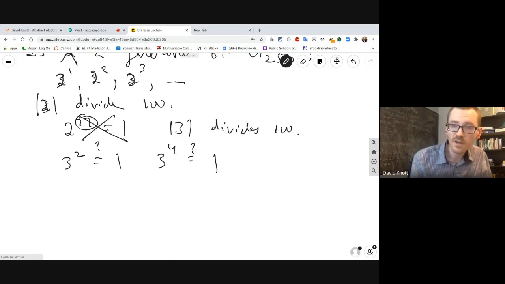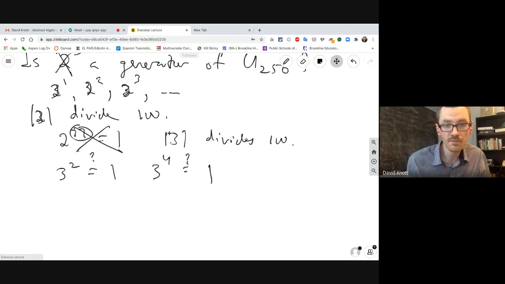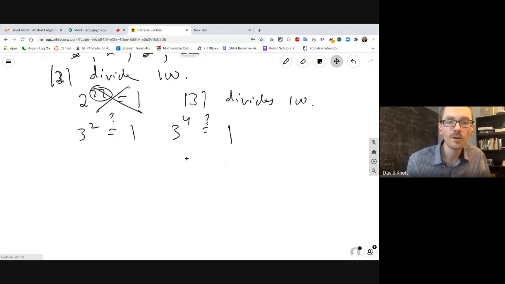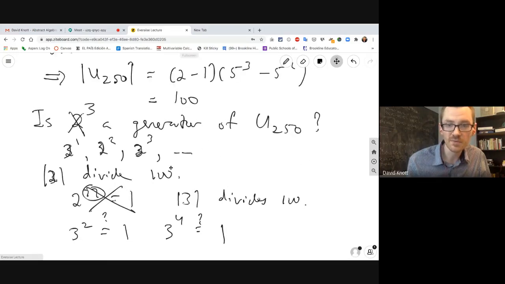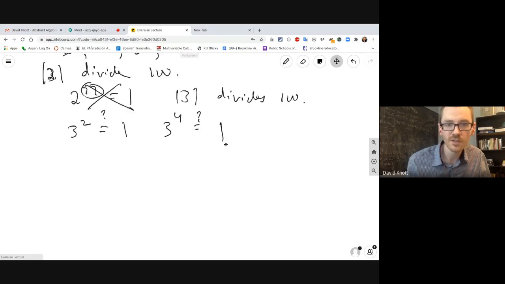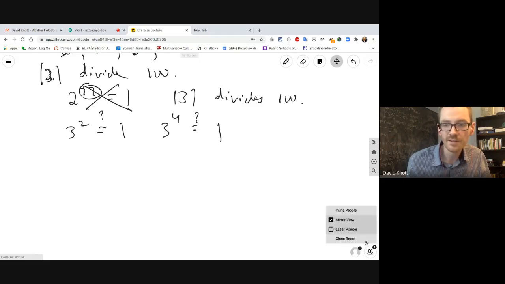However, I claim that you can actually do even better than that. You can do even better than checking all the divisors of 100. And I'll let you think about the minimal list of powers that you have to check to verify that 3 is a generator of this group. I have no idea if it is a generator or not. Indeed, this group may have no generators. Okay, so I think that's a good place to stop and take questions or comments or anything like that.